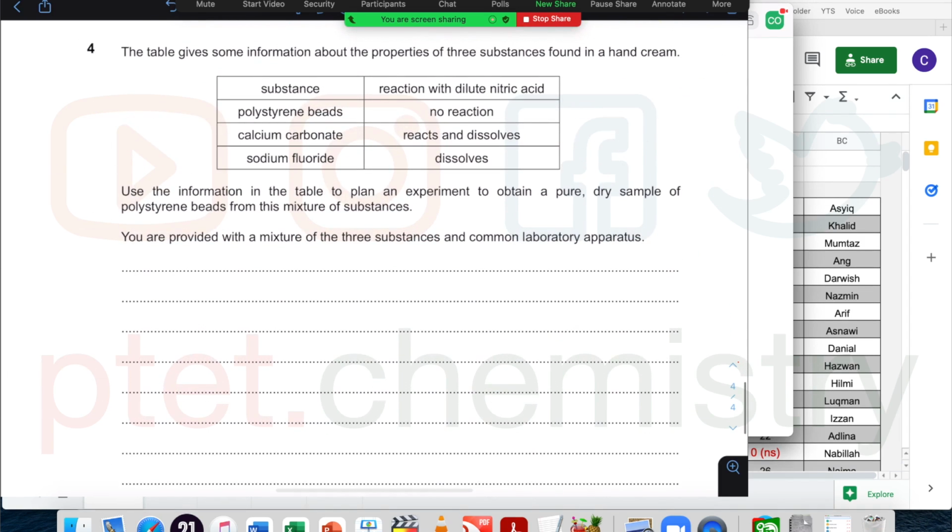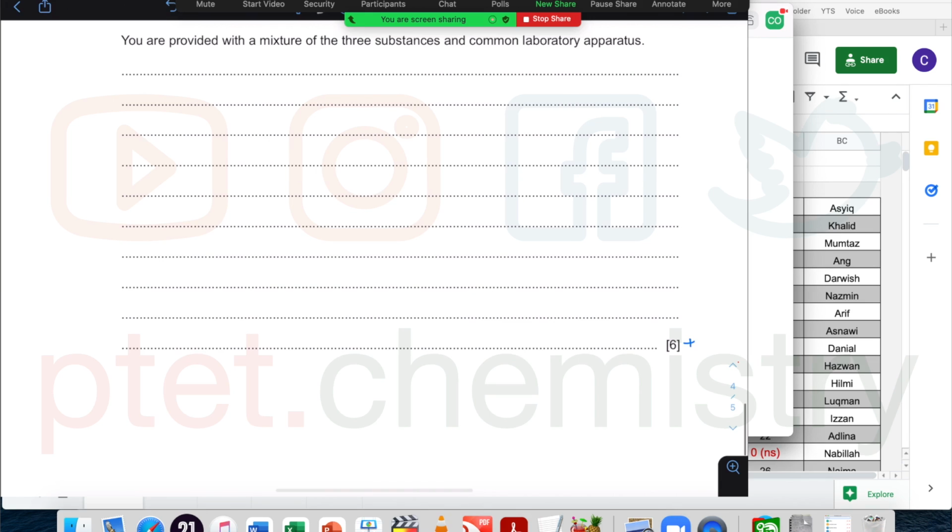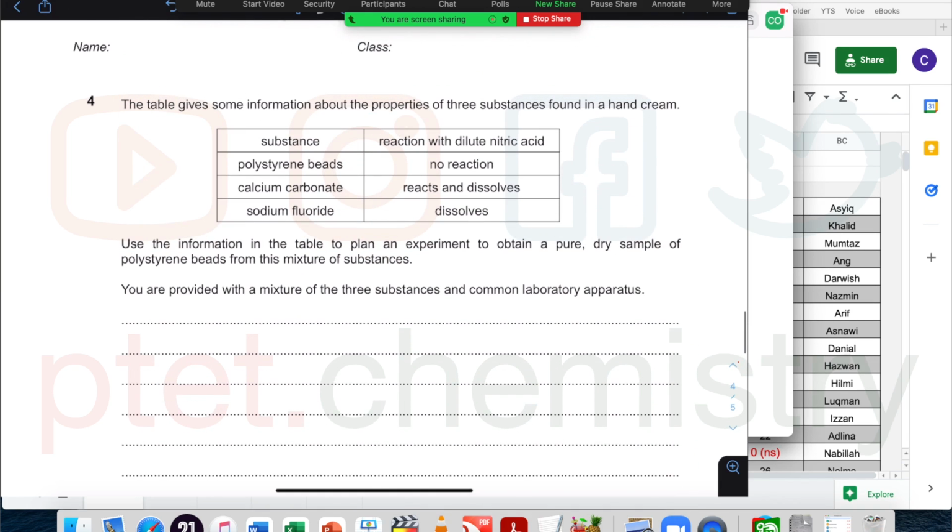This next question is exactly the same scenario. It's just different, well, 3 mixtures here. That's why it is 6 marks. You need to be careful about how you can get a pure dry sample of polystyrene beads. Polystyrene is this thing called styrofoam. If you have seen packaging materials, these things are insoluble in water. When something dissolves, they will say it dissolved. So when they don't say it dissolves, it means it does not dissolve. Okay, so it does not dissolve.